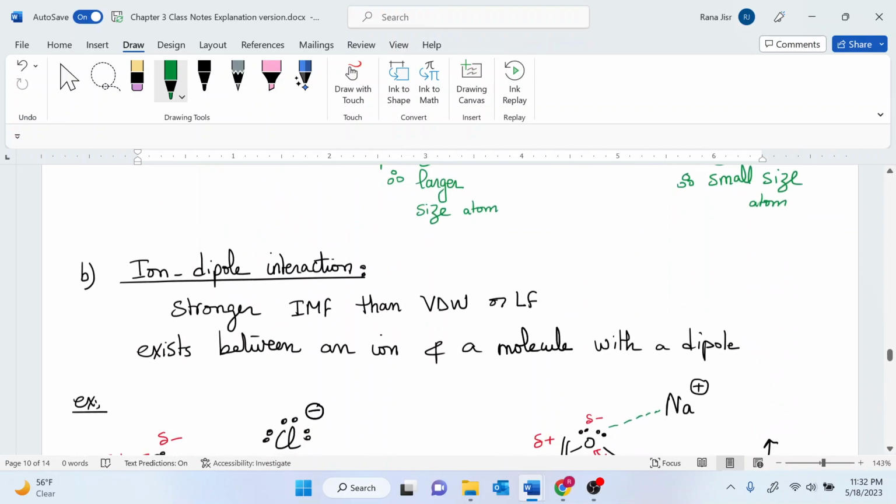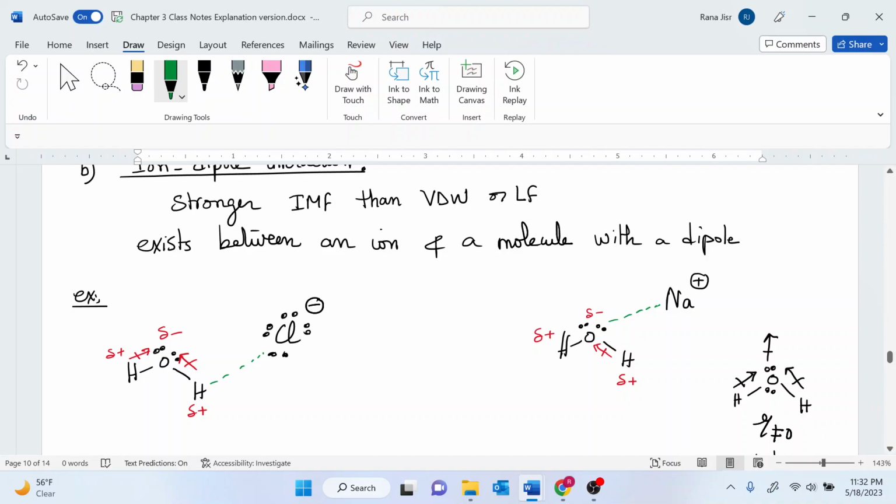Ion dipole interaction is another example of intermolecular force that exists for covalent bonds. Now, this one is going to be stronger than the van der Waals force. It exists between an ion and a molecule that has a dipole. Let's say, for example, you want to dissolve sodium chloride in water.